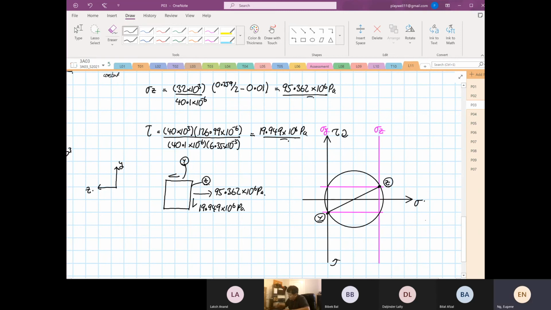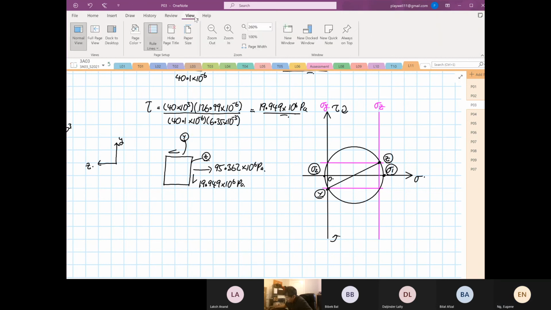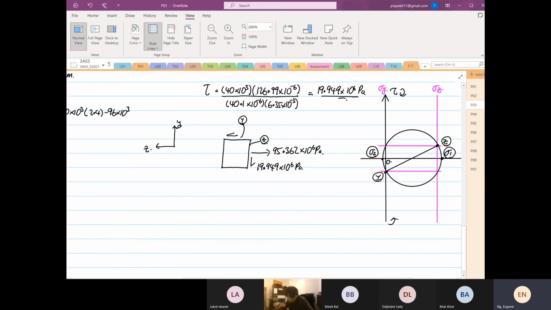Right? So now we have to find this point. We have to find what is our stress 1, and then we have to find our stress 2. Stress 2 is not so critical, because stress 2 is very close to the zero stress line. So it's not that difficult. We have to find the principal stress.